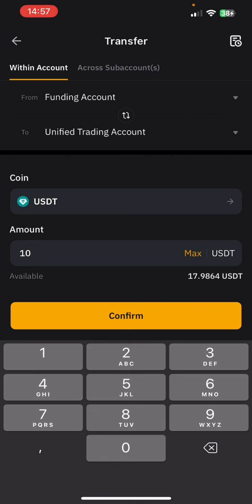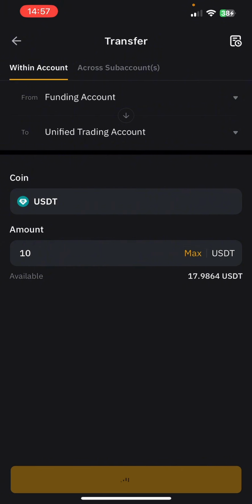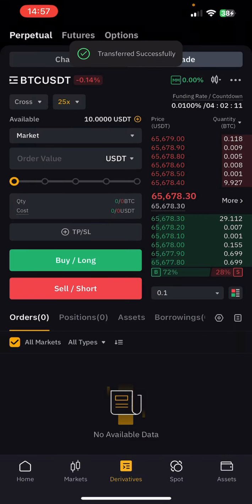All right, because the video is going to be focused on how to trade $10 to $100 weekly. Not daily but weekly. So we tap transfer. Okay, so it's loading. So now, if you can see, available here is basically $10.